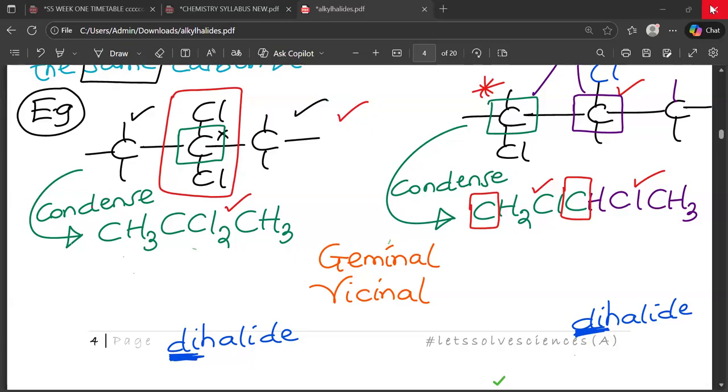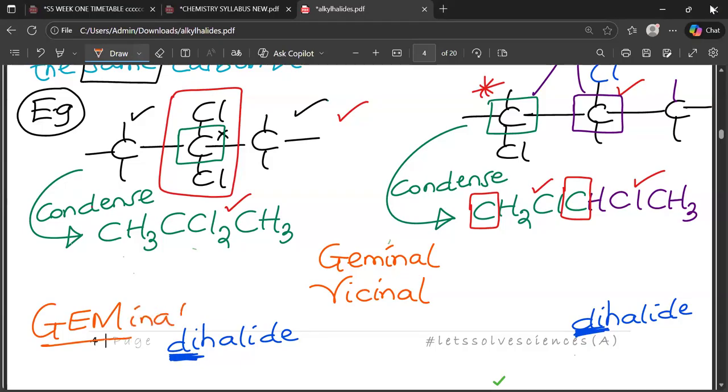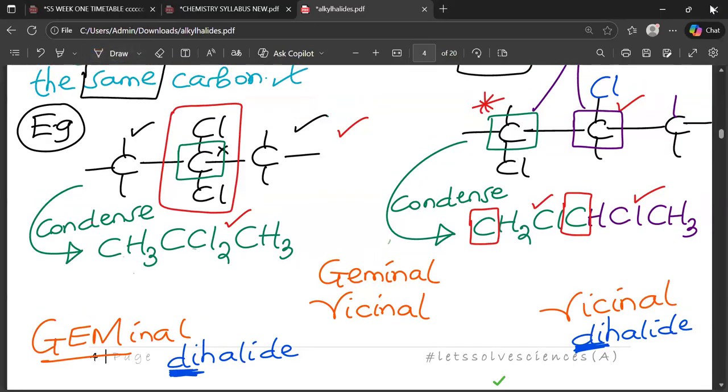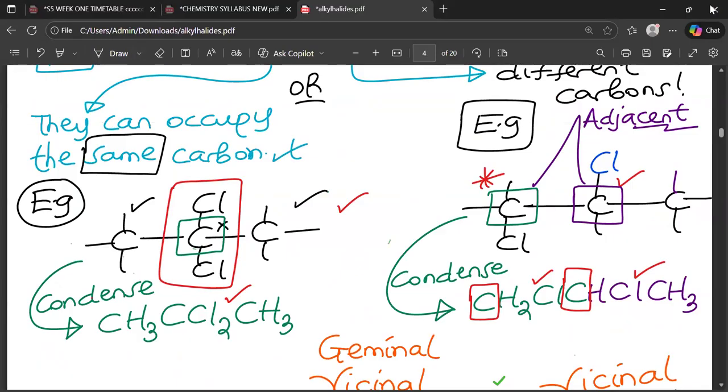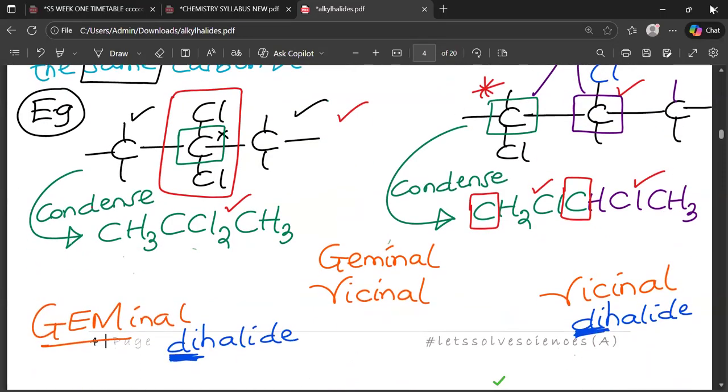So this one, the first one, it is the gemino. Gemino dihalide. Then this one, it is what? Vicinal dihalide, do not forget that they are on adjacent carbons. In chemistry, don't cram definitions. Understand what things mean and period. No one is going to tell you to define what a dihalide is. No one. So don't stress. Get the point?